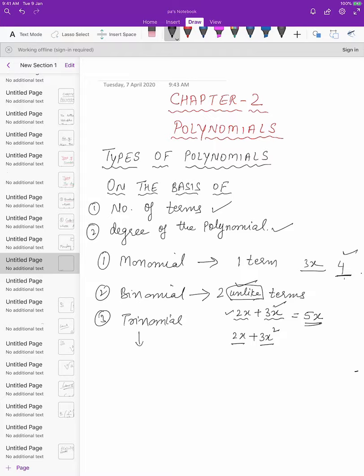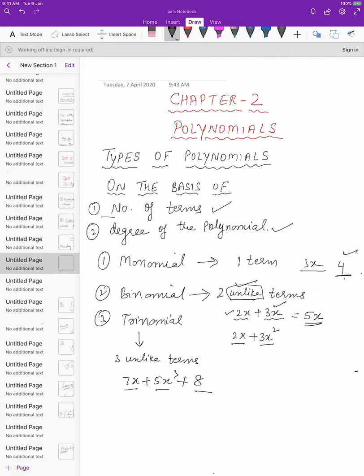What is a trinomial? Trinomial is a polynomial having three unlike terms. Again, we are using the word unlike terms so that they cannot be added or subtracted further. Say 7x plus 5x cubed plus 8. This is a trinomial. All the three terms are unlike terms, so they cannot be added, or even if there is a minus sign in between, they cannot be subtracted. So three unlike terms, that is known as a trinomial.